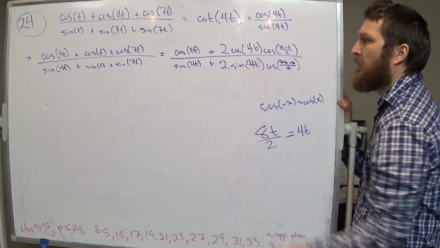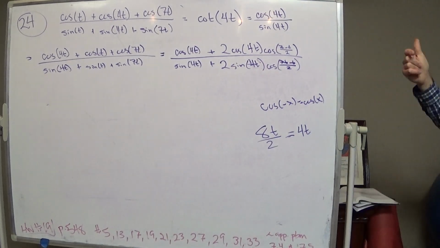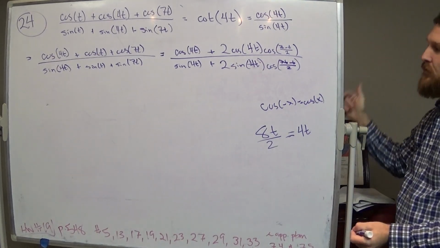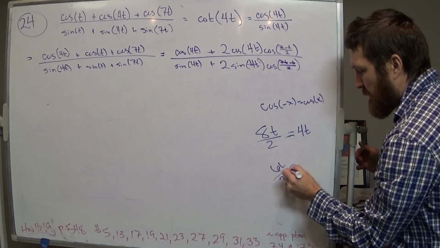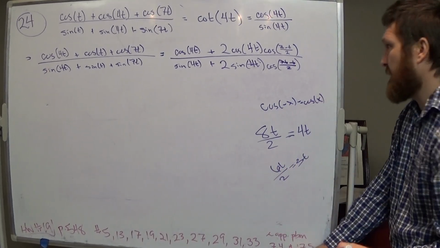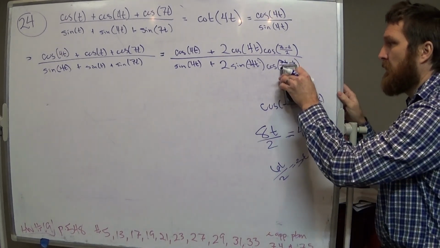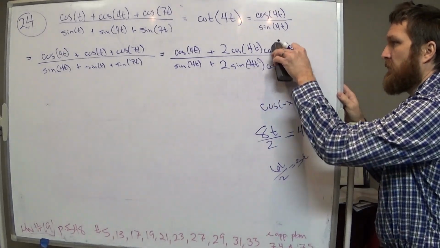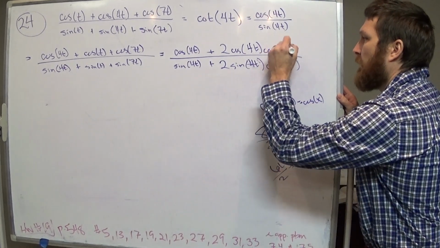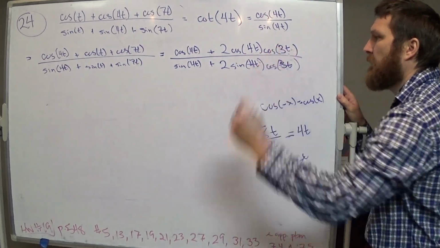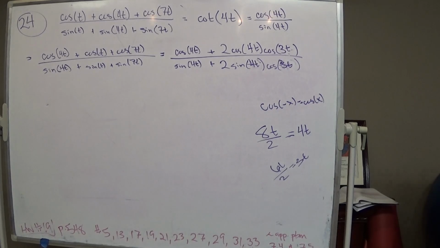The others are 6t over 2, which reduces down to... I need to see it. Yes, it does go down to 3t. Okay, so here's 3t and 3t. 3t, 3t. Now, what do we do?